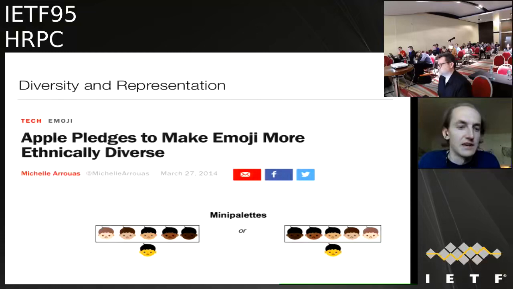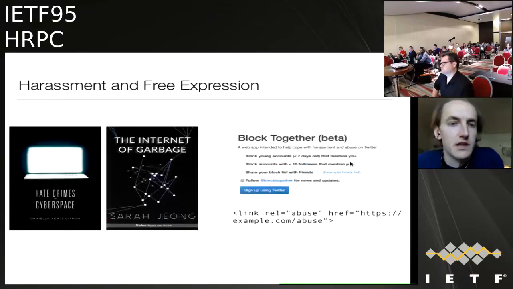The second issue I think we need to be looking at is that of harassment and free expression. So at Berkeley, we've been having reading groups and discussions of these two books. We can go to the next slide now. Two books from Danielle Citron and Sarah Jiang relatively recently about hate crimes, harassment, and other types of abuse on the internet.